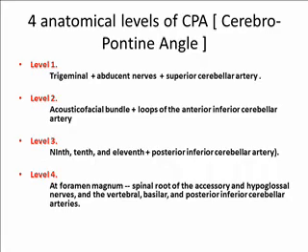See, there are four anatomical levels of the cerebellopontine angle. Level 1 is the topmost one, that is the trigeminal, the 5th and 6th nerves, and the superior cerebellar artery. Level 2 is the acousticofacial bundle and the loop of the anterior inferior cerebellar artery, AICA. Level 3 is the 9th, 10th and 11th nerves and PICA, the posterior inferior cerebellar artery. And level 4 is at the foramen magnum. It consists of the spinal root of the accessory nerve, the hypoglossal nerves, the vertebral artery, the basilar artery, and PICA.